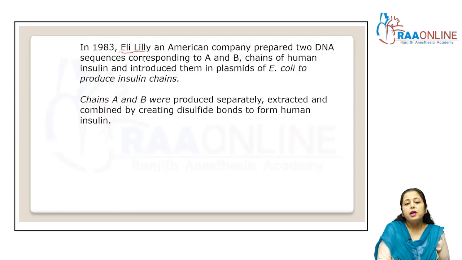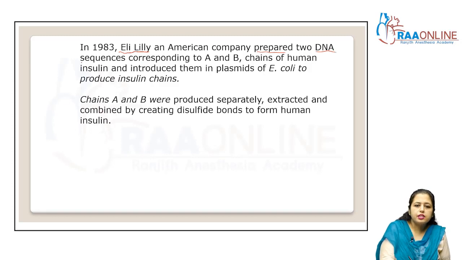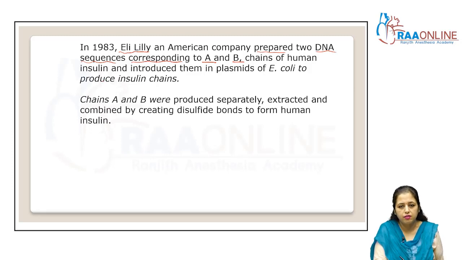Eli Lilly, an American company, prepared two DNA sequences corresponding to the A and B chains of human insulin. As we already discussed in the previous chapters, insulin has 51 amino acids which are arranged in two chains, the acidic A chain and the basic B chain.